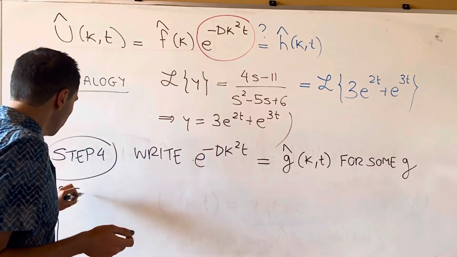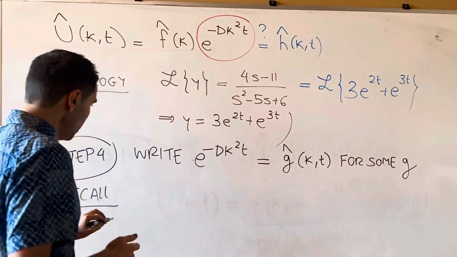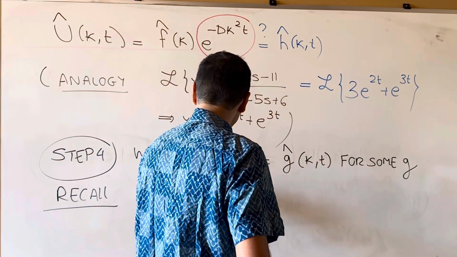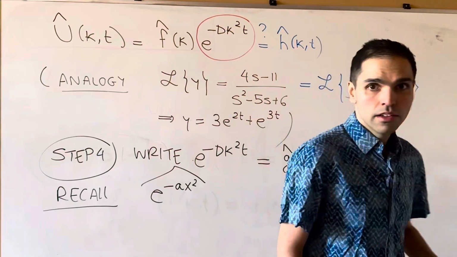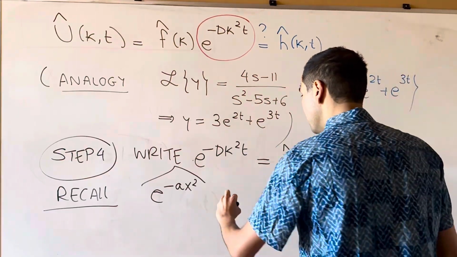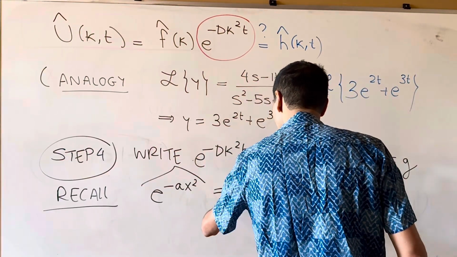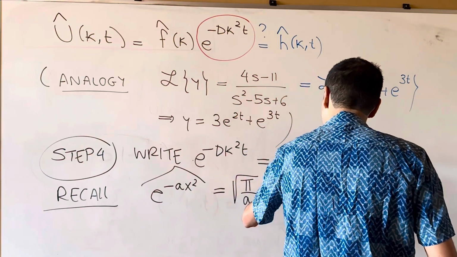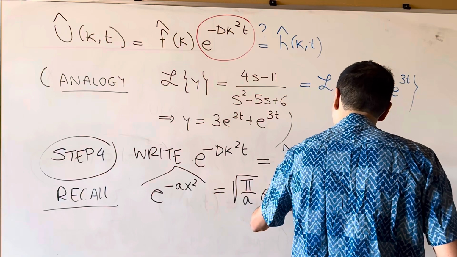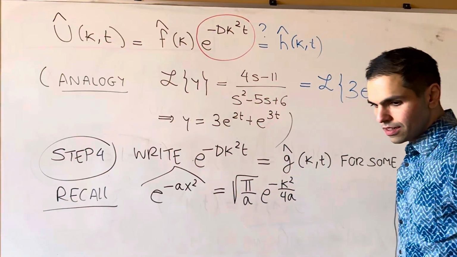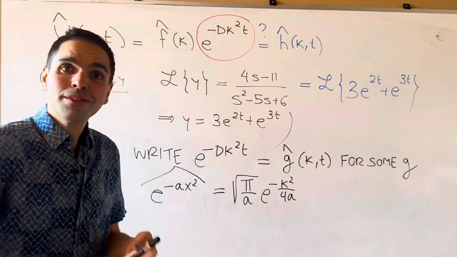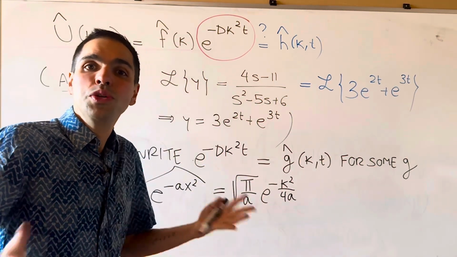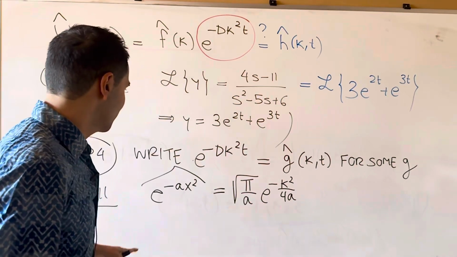Because recall, if you take the Fourier transform of e to the minus a x squared, where a is positive, then you get something similar. Square root of pi over a, e to the minus, I believe, kappa squared over 4a. Kind of like how the derivative of e to the 2t is 2e to the 2t, so something similar.